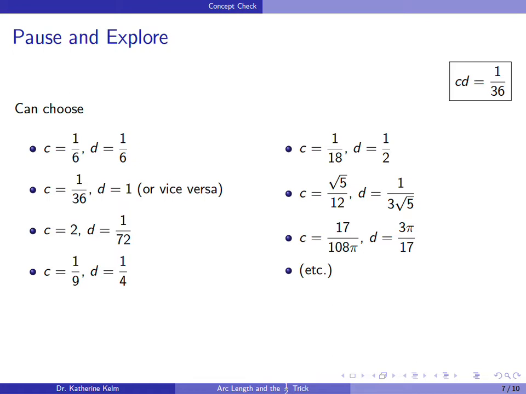We could choose, for example, c and d are both 1/6. We could choose c equals 1 over 36 and d equals 1. Or vice versa, c could be 1 and d could be 1 over 36. We could even choose something more creative, like c could be the square root of 5 over 12 and d could be 1 over 3 root 5. In all of these examples, c times d is equal to 1 over 36. And that means the 1/2 trick will apply for any of these choices.